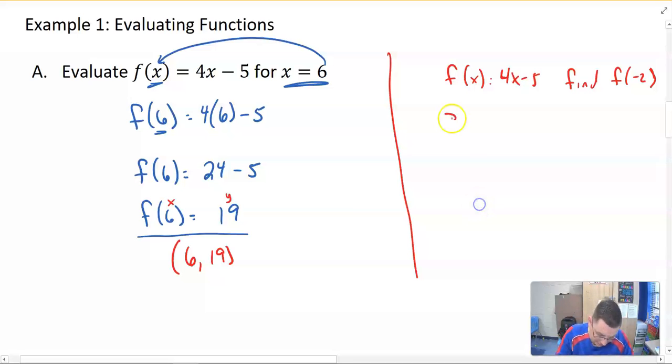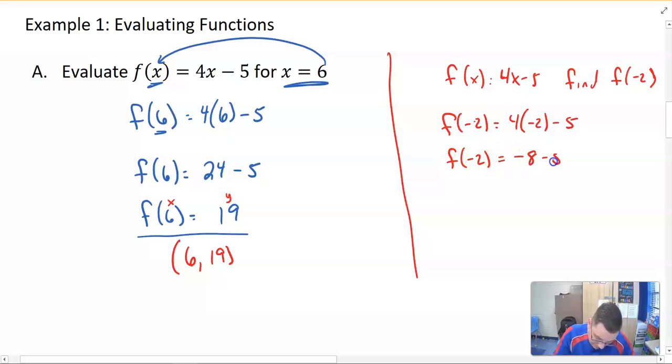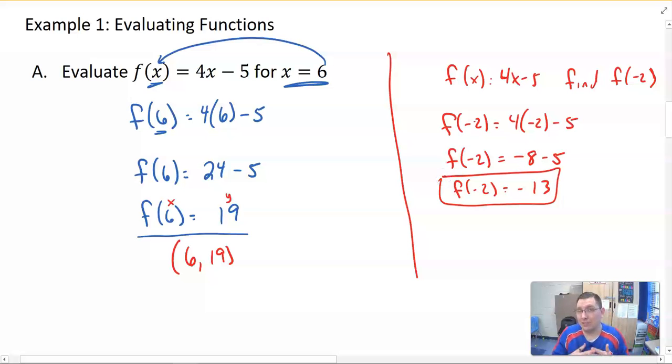And I would do the same steps. I'd have f of negative 2 is equal to 4 times the negative 2 minus 5. And so we would do our order of operations and get our answer. So if you want to work ahead real quick, pause the video, see the answer that you get. So let's see what it is. f of negative 2 is equal to negative 8 minus 5, and f of negative 2 is equal to negative 13.